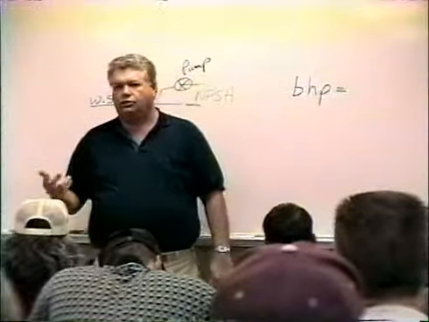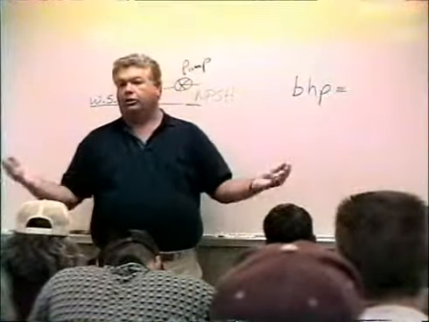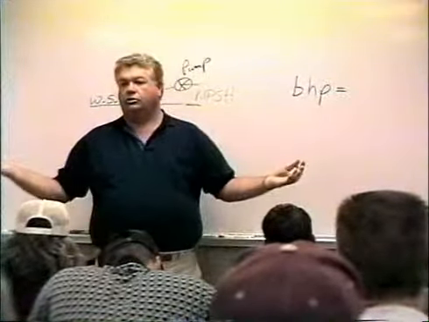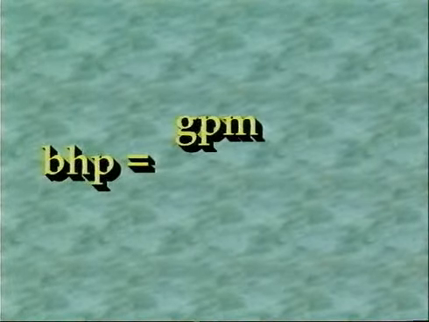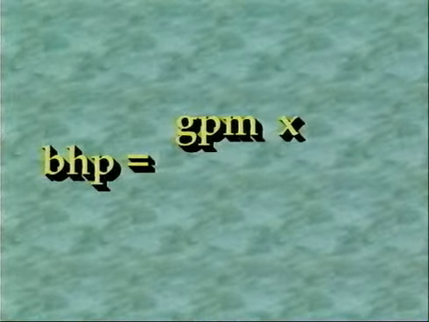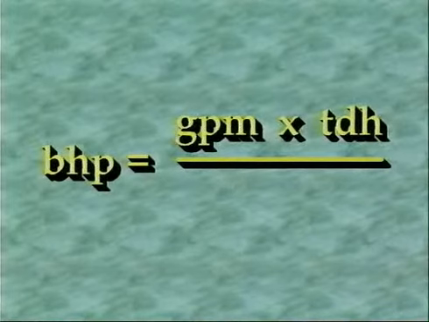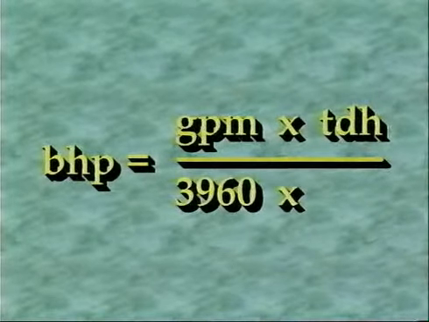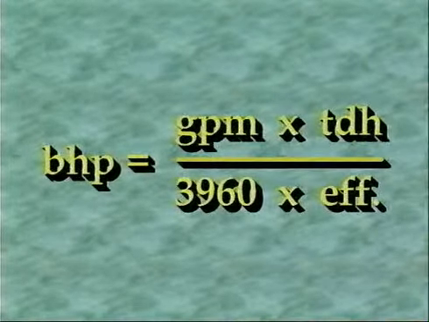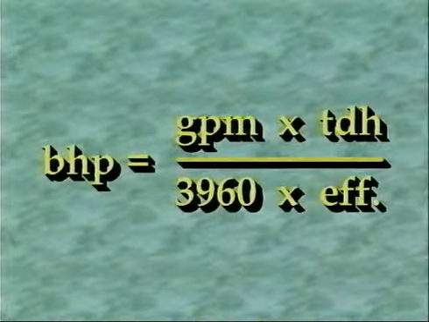Don't let that confuse you. We normally just think of it as horsepower. We just assume it's horsepower, what we need. Well, the horsepower can be written this way. It's the gallons per minute times the total dynamic head divided by a constant 3960 times the efficiency of the pump itself.